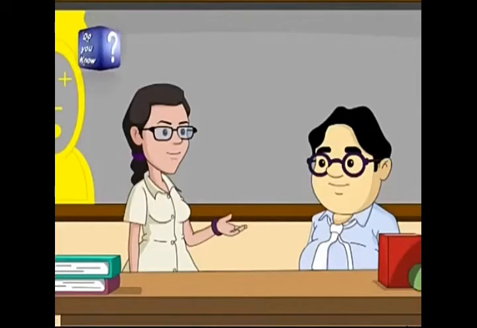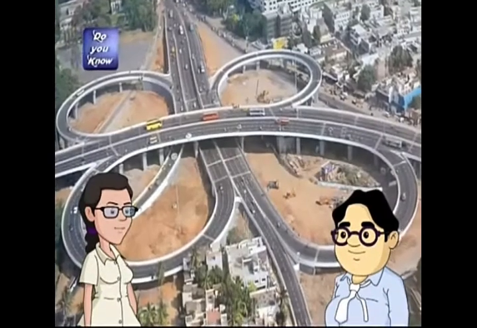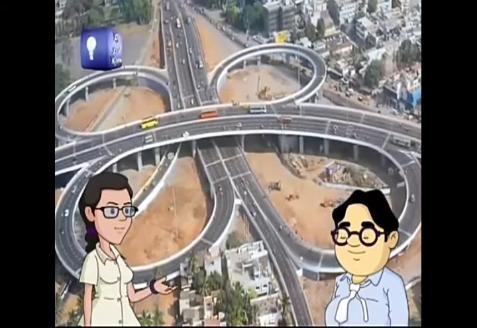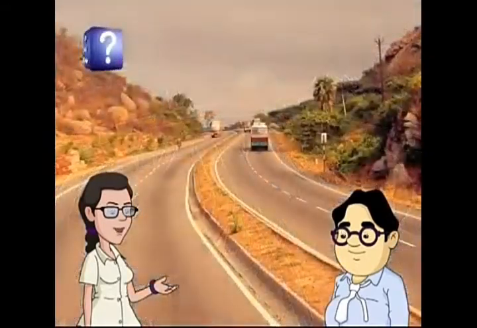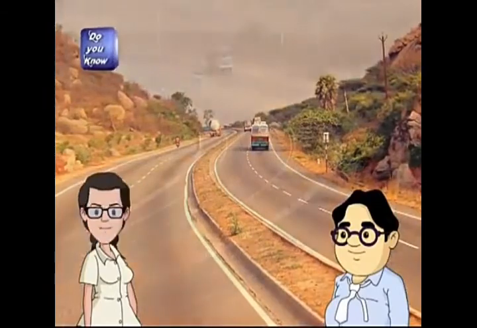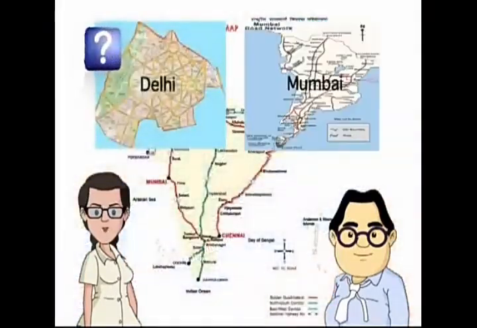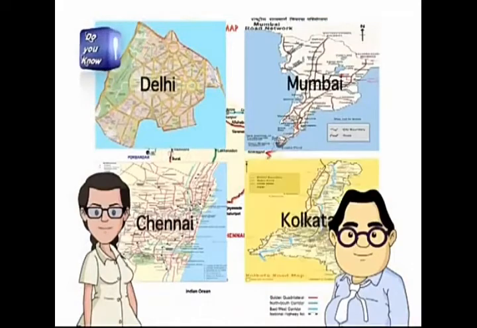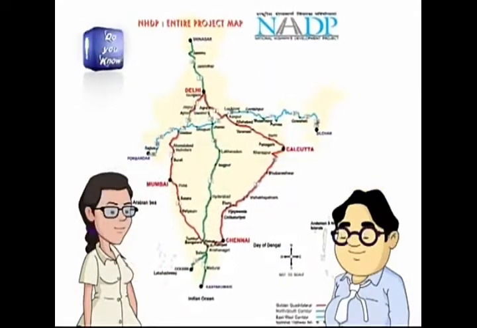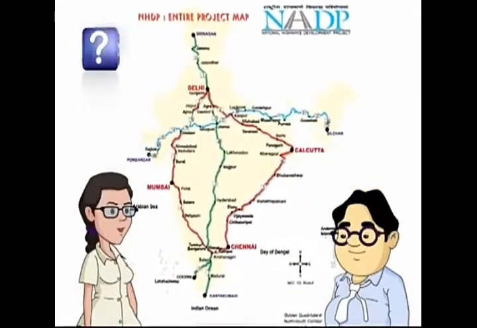Do you know what the Golden Quadrilateral is, Snail? What's that? Is it made up of gold? Well, Snail, the Golden Quadrilateral is the largest express highway project in India. It connects the four major metros of India: Delhi, Mumbai, Chennai and Kolkata. Take a look at this map connecting the four major metro cities of India.